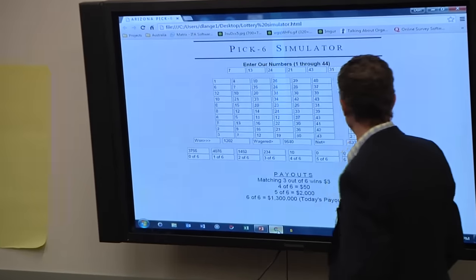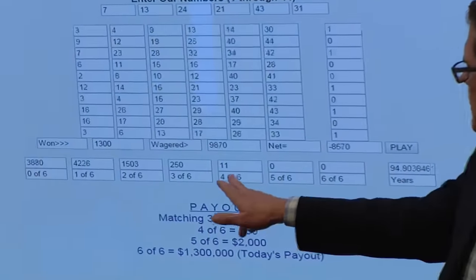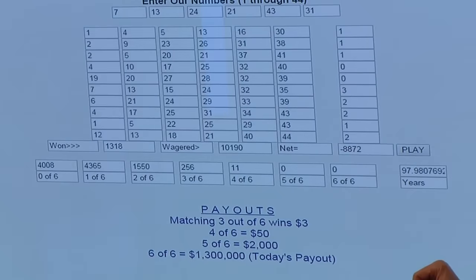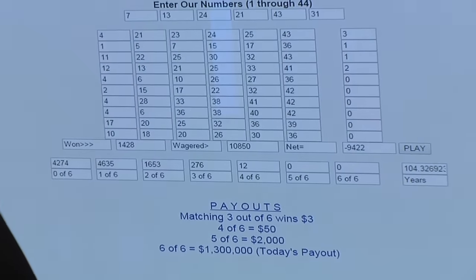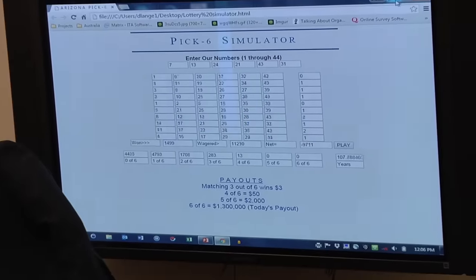All right, so we've played 90 years, and so far the best we've done is 11, 4 out of 4. After 100 years, we've lost $9,000. Okay. We'll check on that later.